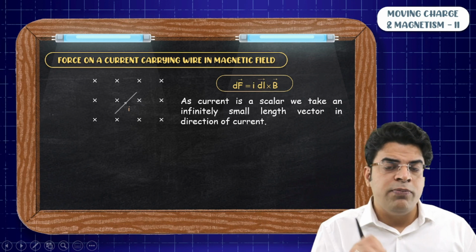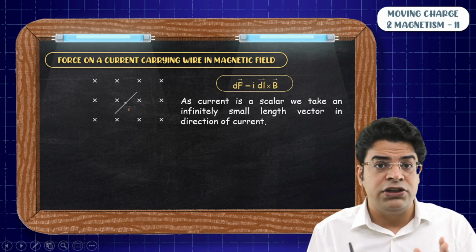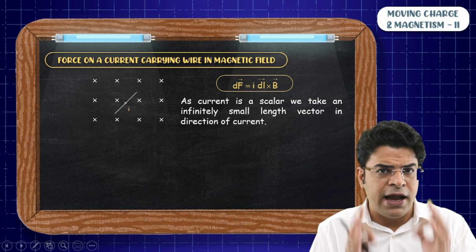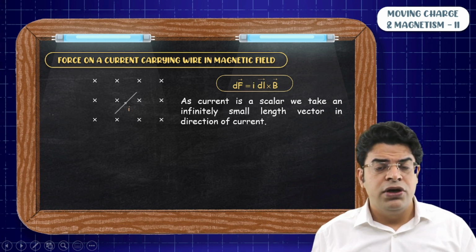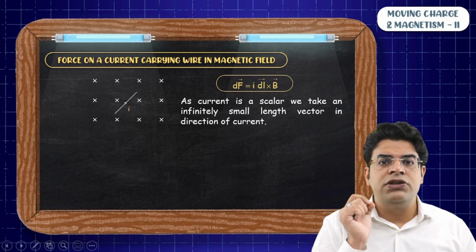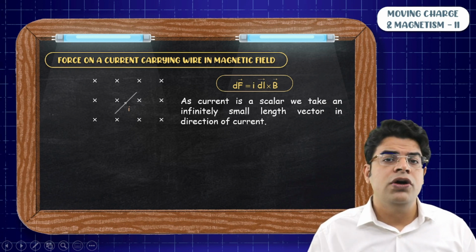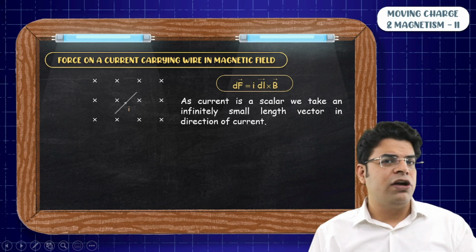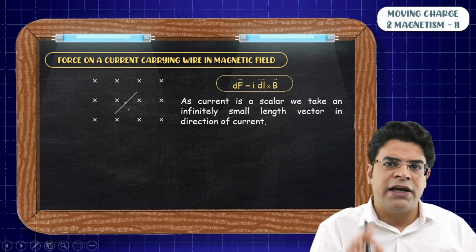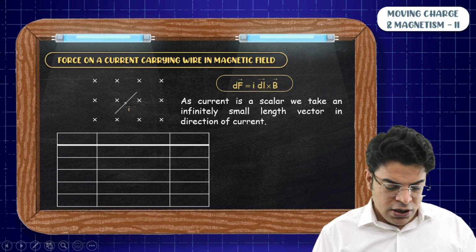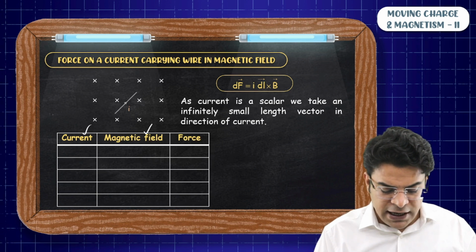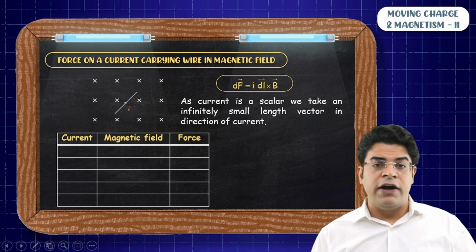Now, before we move on, as I have said in the last hour, the most important thing in magnetism is the direction. So first, we need to focus on the direction. So I will take here some examples in which I will tell you what is the direction of flow of current, what is the direction of magnetic field, and we will practice how to find the direction of force. So let's say they have given us current direction, magnetic field direction, and we need to find the force direction.